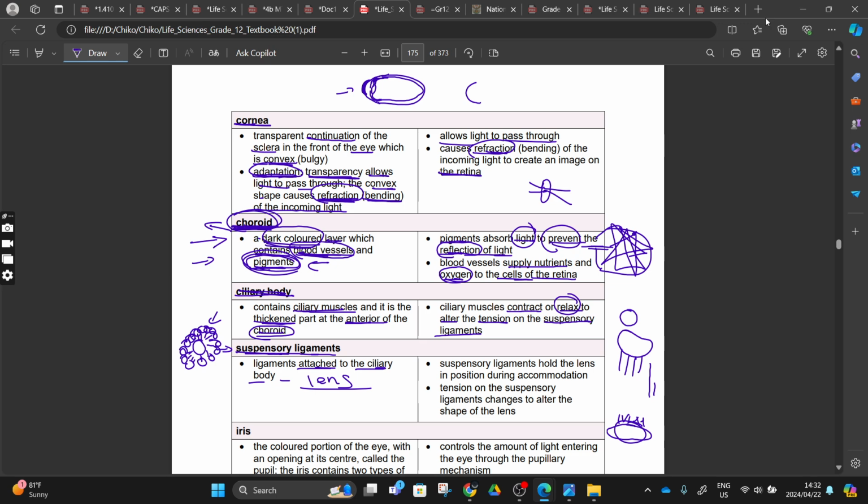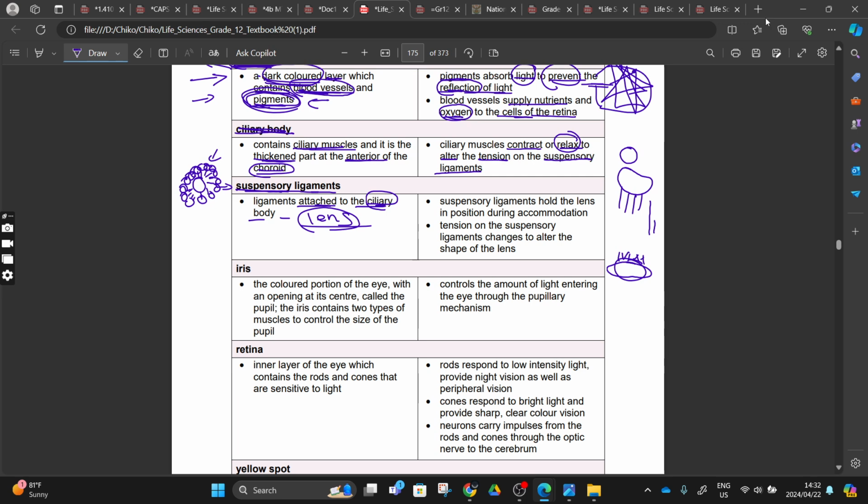The suspensory ligaments are the ligaments attached to the ciliary body and our lens, right? But this suspensory ligament, let's move on. These suspensory ligaments hold the lens in position during accommodation, right? We're going to talk about accommodation tomorrow, when we deal with how the light will be refracted in a certain way, right? Accommodation. And the tension of the suspensory ligaments changes to alter the shape of the lens.